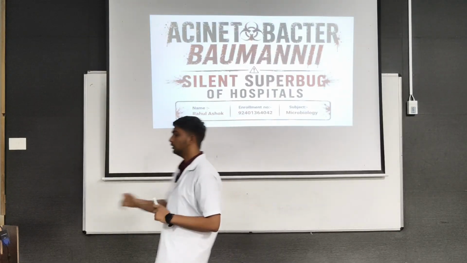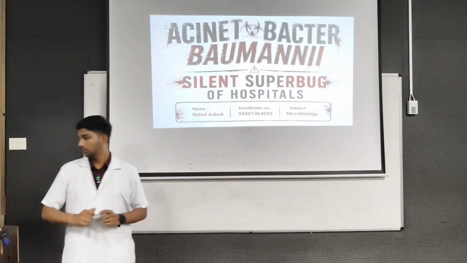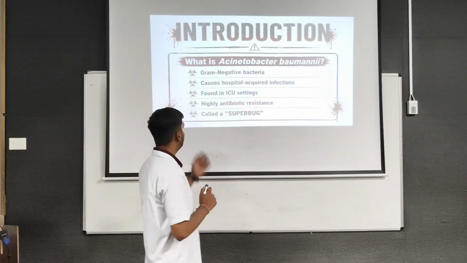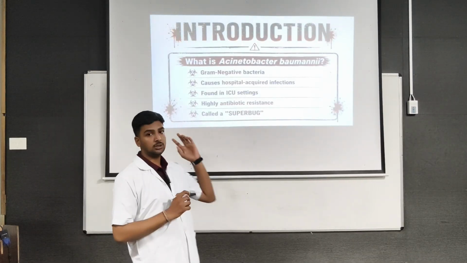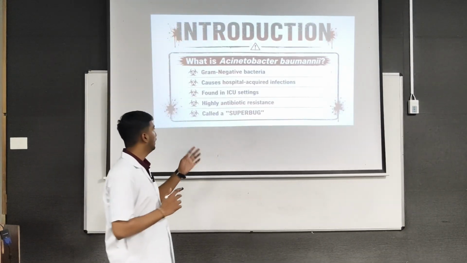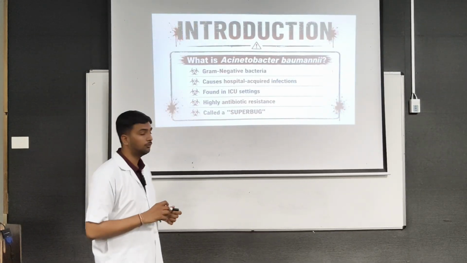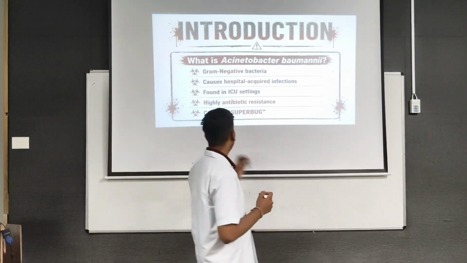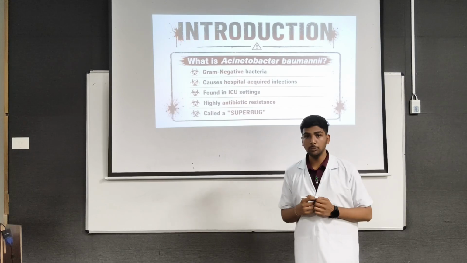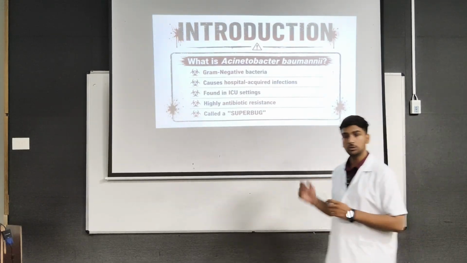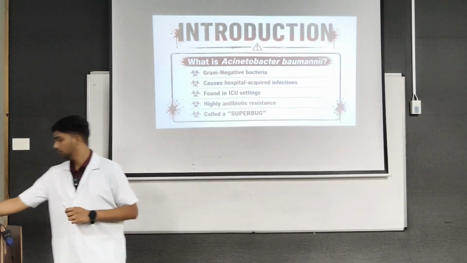So now let's start with the introduction. What is Acinetobacter baumannii? It's a gram-negative type of bacteria and it causes hospital-acquired infections. It's mostly found in ICU setups, and it's highly antibiotic resistant. That's why it's called a superbug.